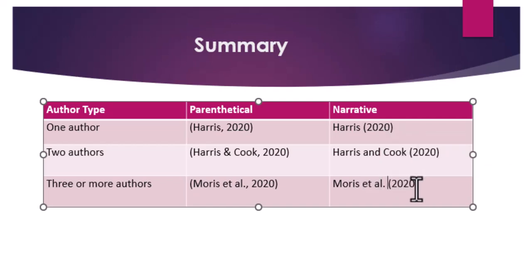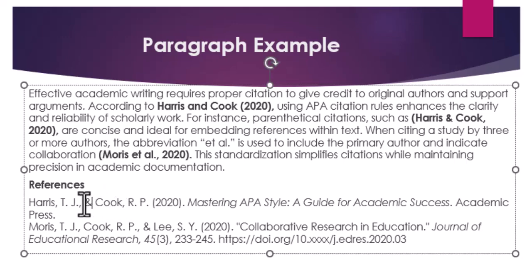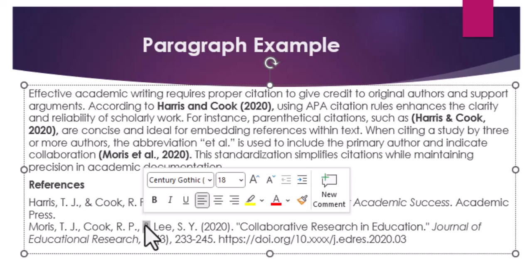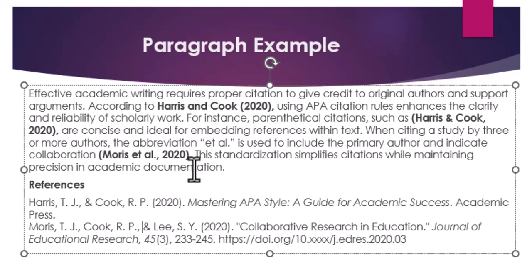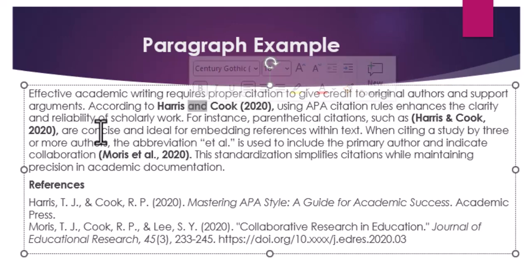So that is the summary of how we use the word "and" and the symbol "&" in APA 7 references and in-text citations. One thing I should emphasize is that in APA 7 references we use the symbol "&". Whenever we are citing in parentheses, we use the symbol "&". But when we are citing in a narrative, we use the word "and". So that is when we use "and" and the symbol "&" in APA 7.